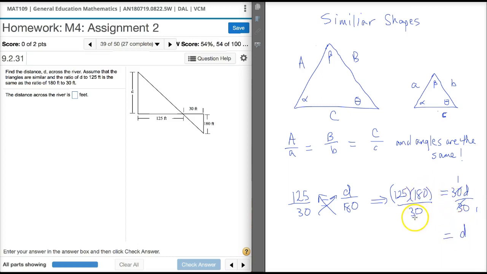I know that 180 divided by 30 is just 6. So that gives me 6 here, 1 there. And if I do 125 times 6, that will give me 750.